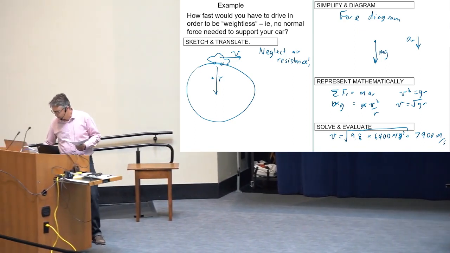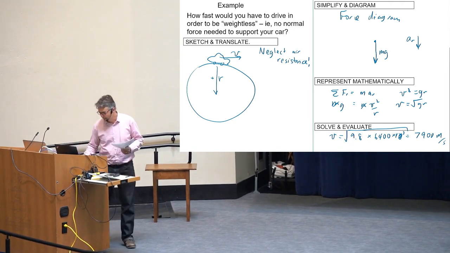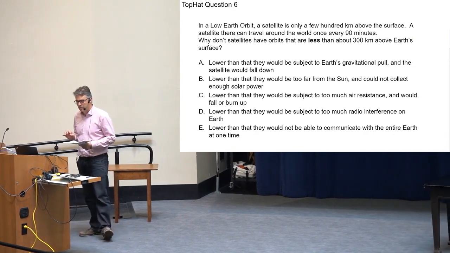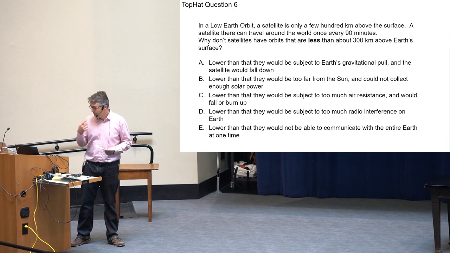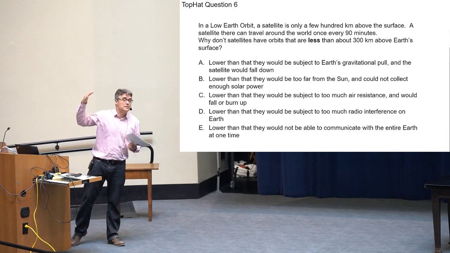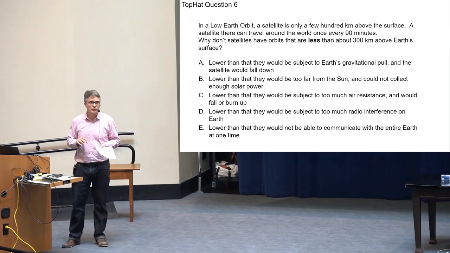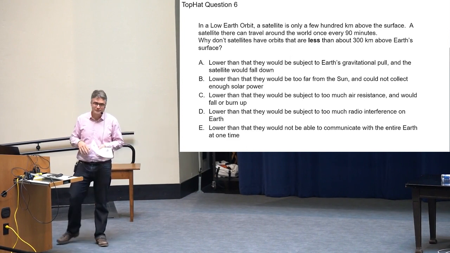So another quick top hat question for you. It's a weird one. In low Earth orbit, a satellite is only a few hundred kilometers above the surface, and it goes around the world every hour and a half. Why don't satellites have orbits that might be even less than this? This is sort of a minimum, 300 kilometers. Nobody ever launches a satellite to be like 100 kilometers or 0 kilometers.